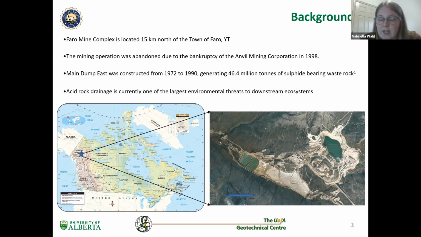Unfortunately, when this ore body was formed, there was a high pyrite content associated with it. And so ARD is currently one of the largest environmental threats to the downstream ecosystems, and remediation efforts are currently in the planning phase to prevent further ARD from perpetuating in these northern ecosystems over time.